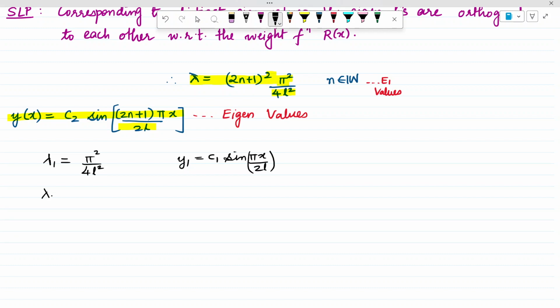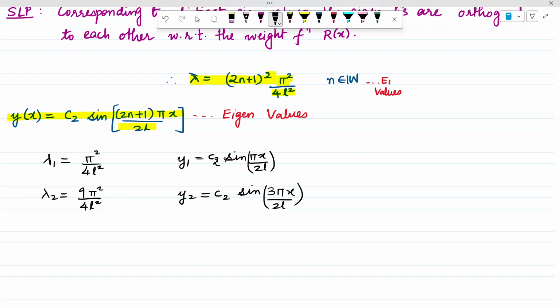If I put n equal to 1, that's going to be 3 square, which is 9 pi square by 4l square. The second eigenfunction would be, okay, this is c2, not c1. Fine, it's a constant, so not much to worry. Sine 3 pi x upon 2l.